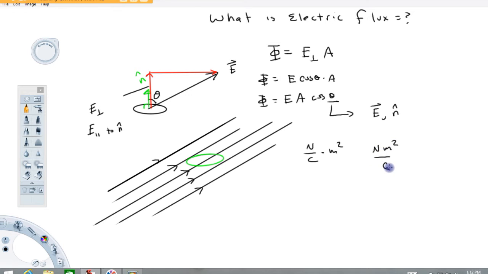I'm going to save example calculations for another video. I just wanted this to be a short introduction to electric flux and how it's calculated, and at least give you a reasonable start at understanding what it tells you, and that's basically the number of field lines going through an area. Hope this video helps.